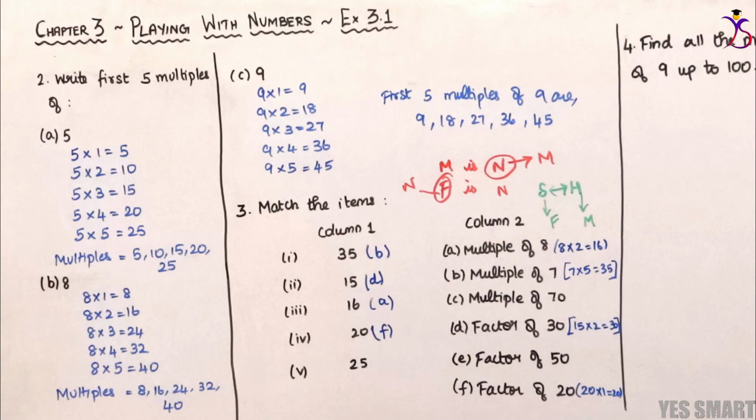Fifth subdivision, 25. We have two left out options. Multiple of 70. In the 25 table, 70 is not present. Therefore we can ignore that option. The next option is factor of 50. On comparing 25 and 50, 25 is the smallest number, 50 is the highest number. So 25 is the factor of 50. 50 is the multiple of 25 because the smallest number is always the factor, the highest number is always a multiple. Therefore, it is satisfied. Hence, the option is E. The reason being 25 twos are 50.